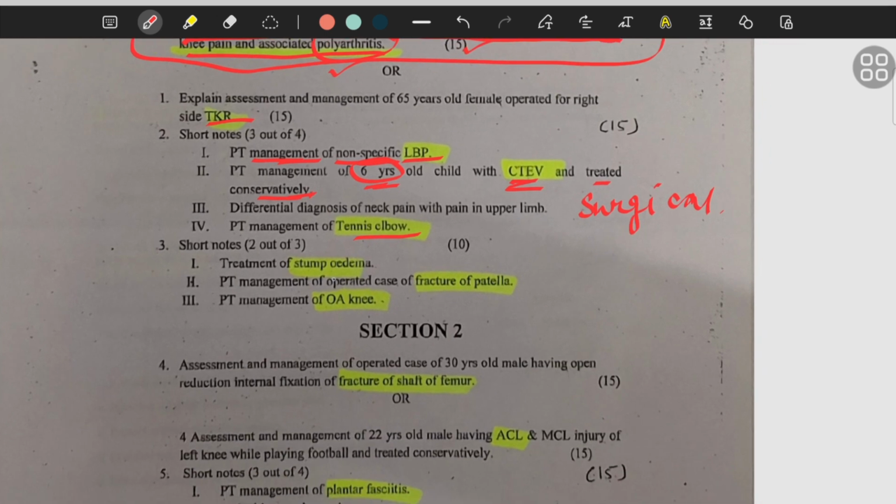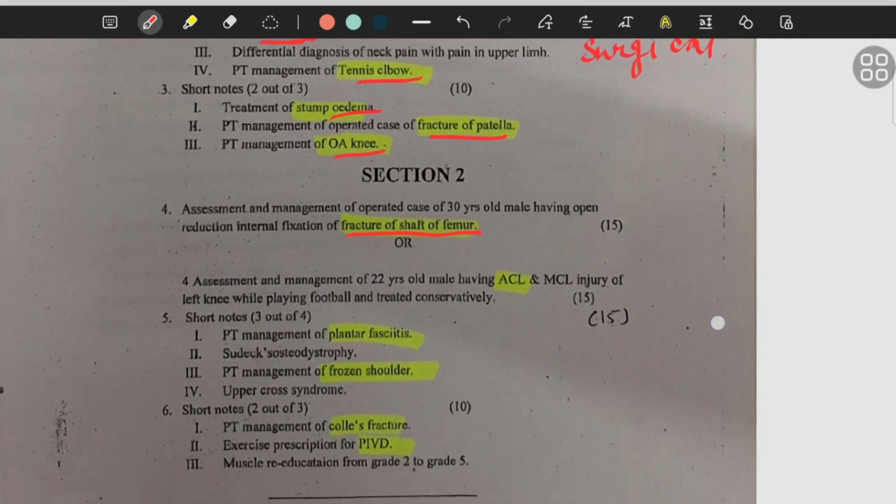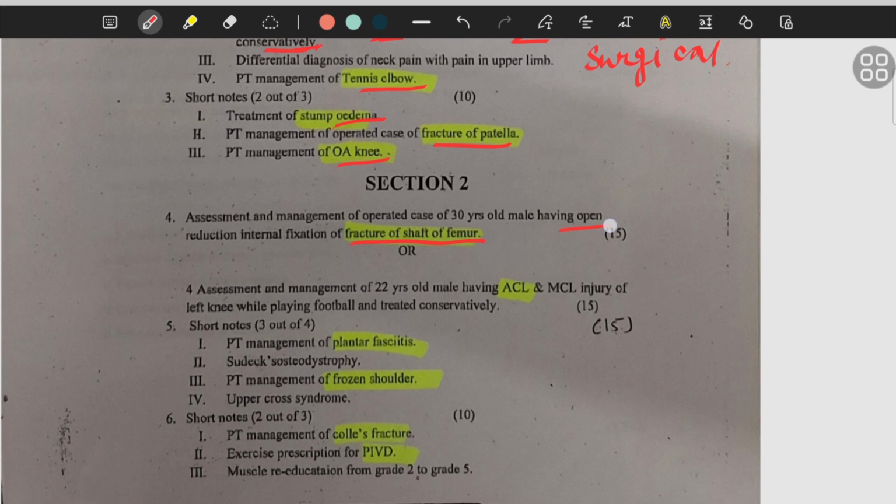Then again the question stump edema is repeated. Then fracture of patella, OA knee. Then fracture of shaft of femur. Over here they have also mentioned that the patient has undergone ORIF, that is open reduction internal fixation. So you have to write and focus on the management from a surgical point of view.